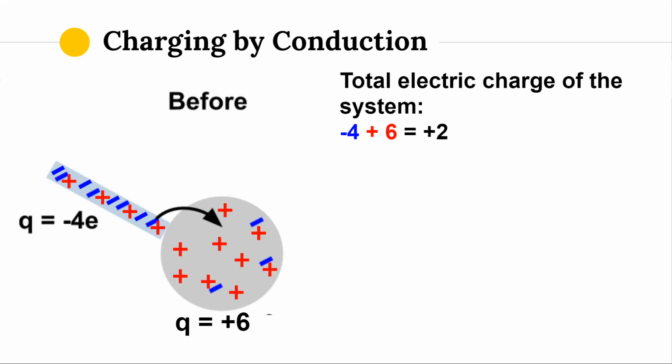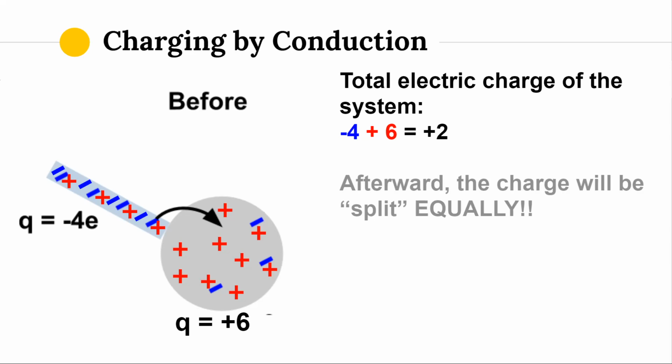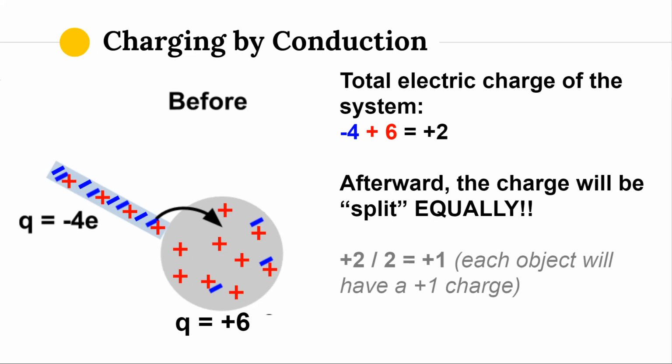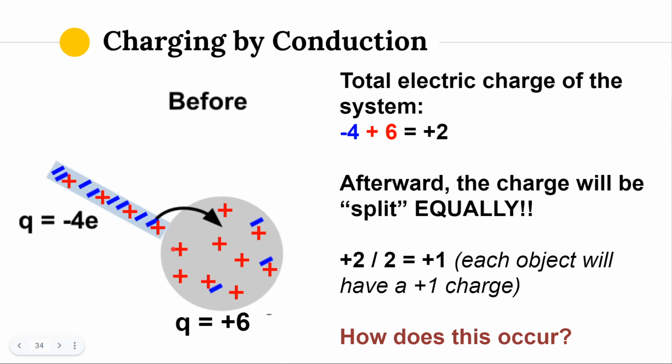Okay, and so if I were to divide that charge evenly, which is what's supposed to happen, divide it equally, then both of them are going to be a charge of +1 at the end. So you'll just get your total charge, divide it by 2 if there are 2 objects. Each will have a +1 charge at the end, which means in order for that to happen, how does this occur? Again, we're going to have to move these electrons. We're not moving the protons, we're going to move the electrons.